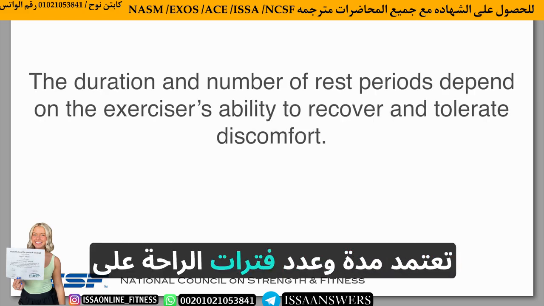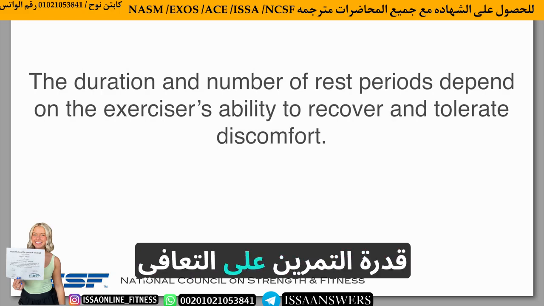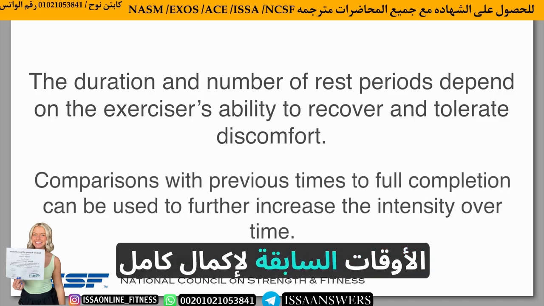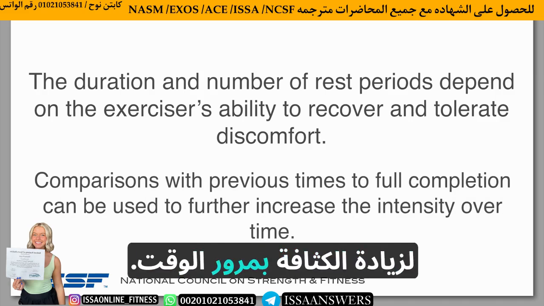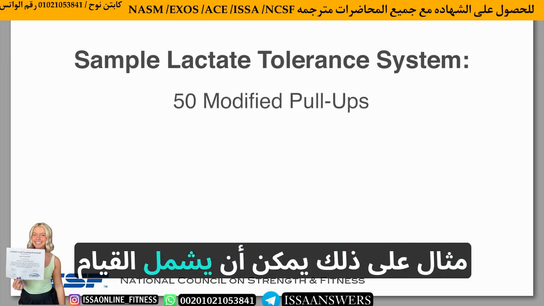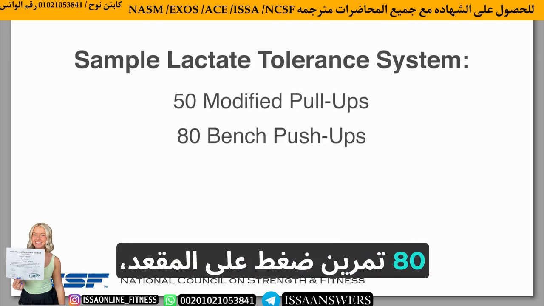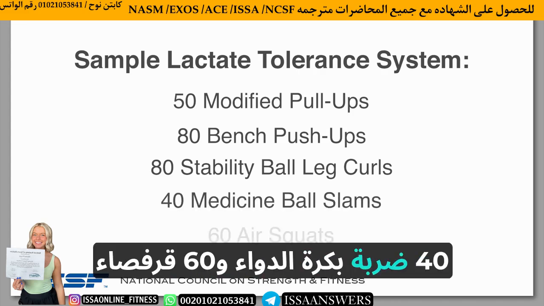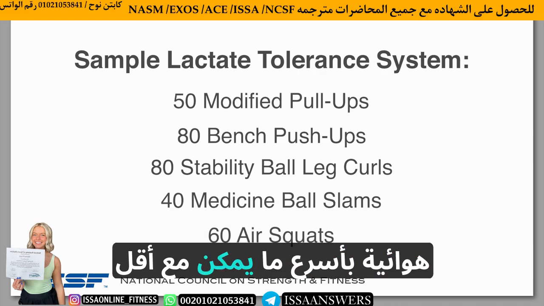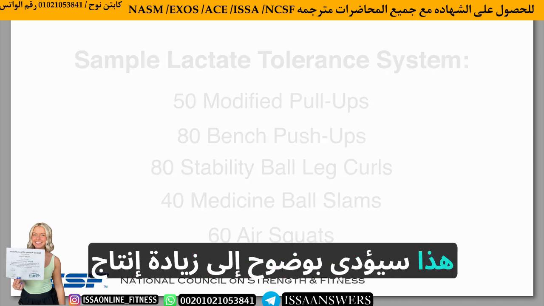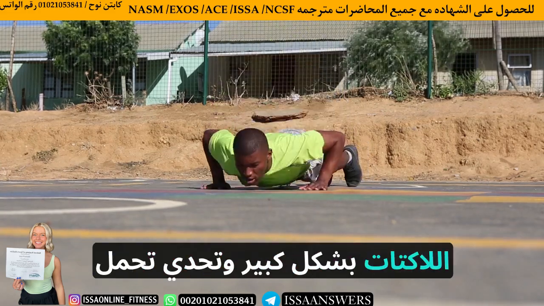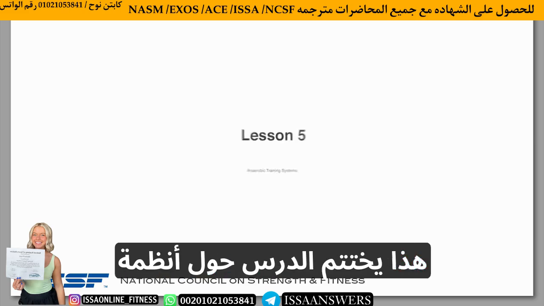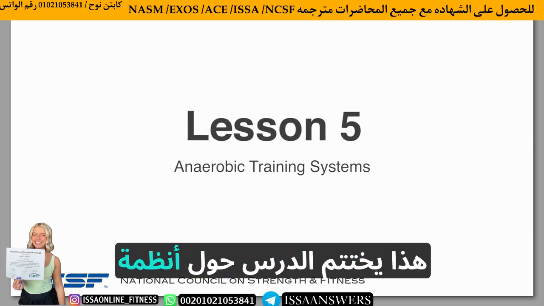The duration and number of rest periods depend on the exerciser's ability to recover and tolerate discomfort. Comparisons with previous times to full completion can be used to further increase the intensity over time. An example could include having to perform 50 modified pull-ups, 80 bench push-ups, 80 stability ball leg curls, 40 medicine ball slams, and 60 air squats as fast as possible with the least amount of rest possible. This will clearly force lactate production through the roof and challenge one's tolerance to muscle acidity and glycolytic efficiency. This concludes the lesson on anaerobic training systems.